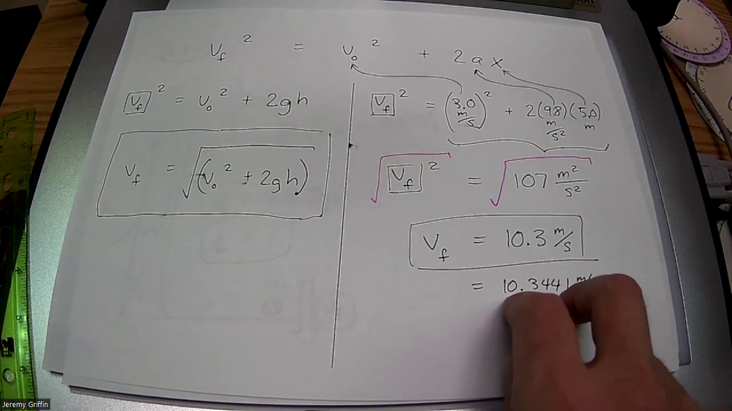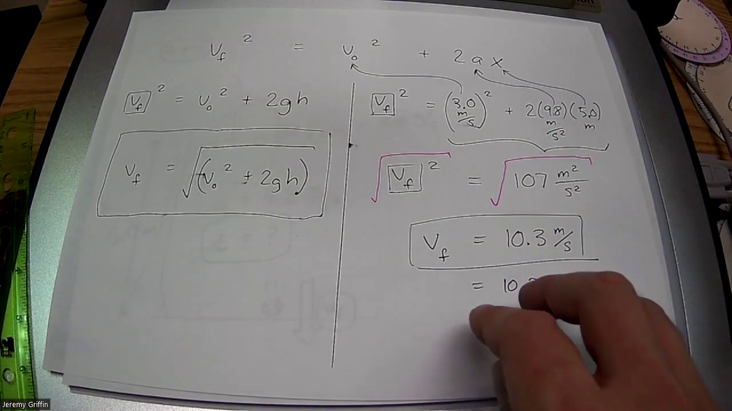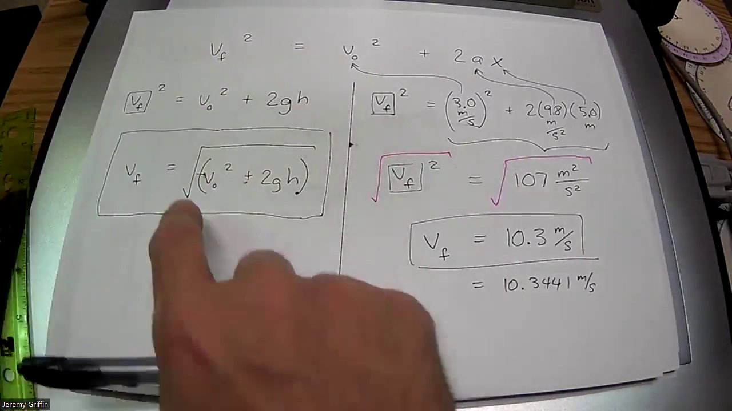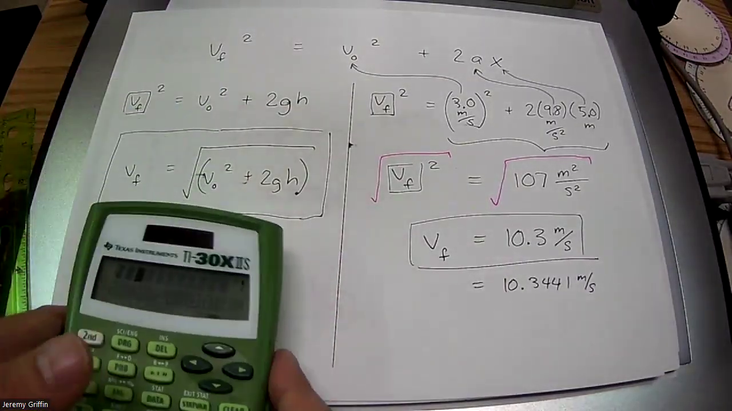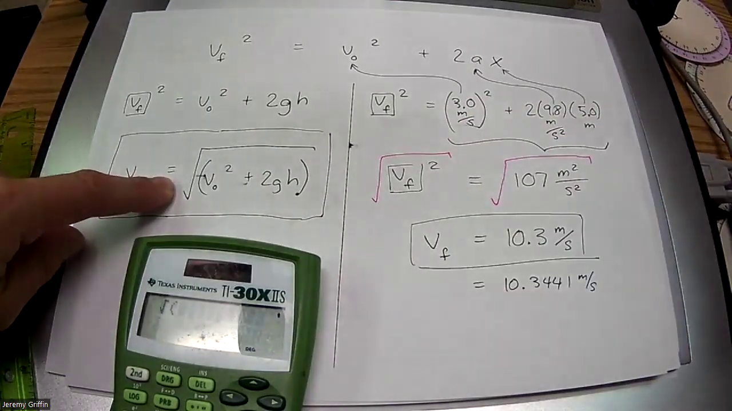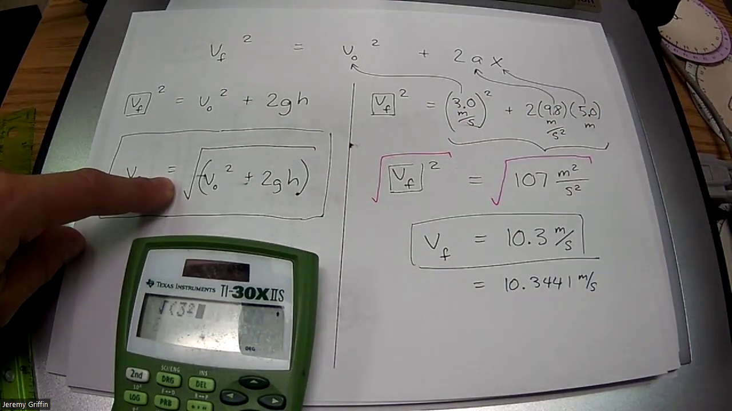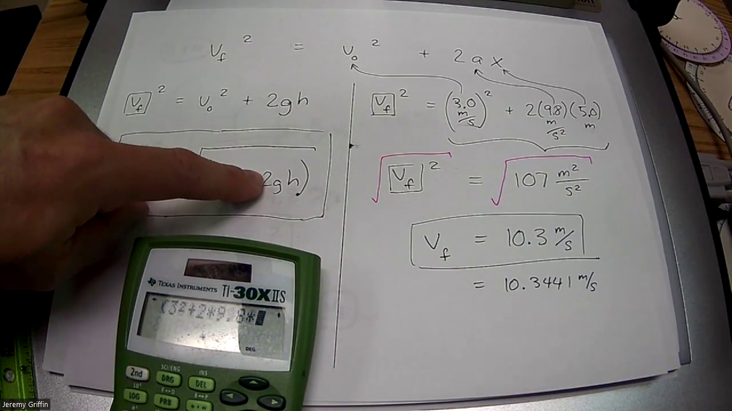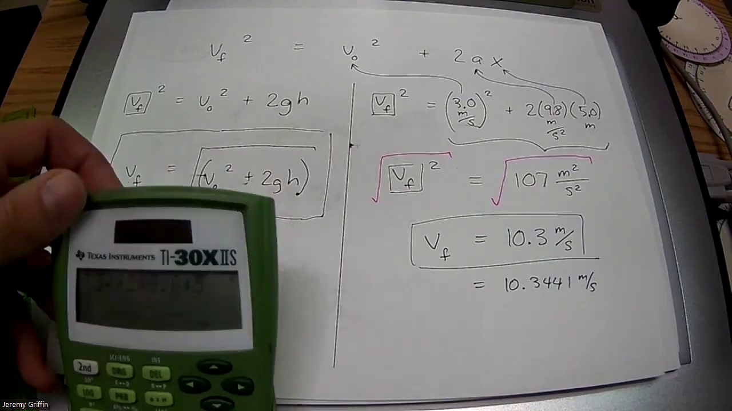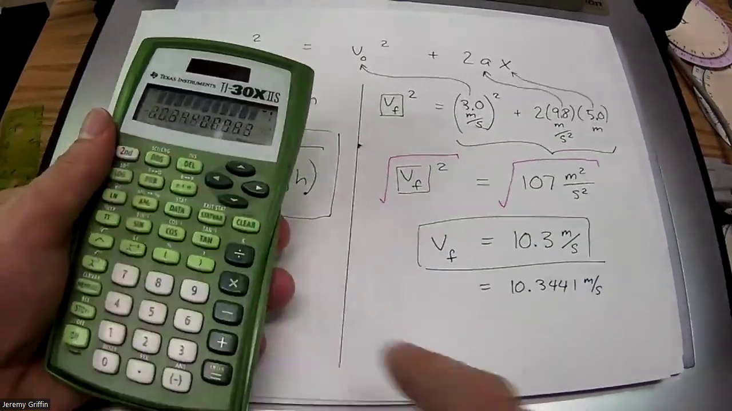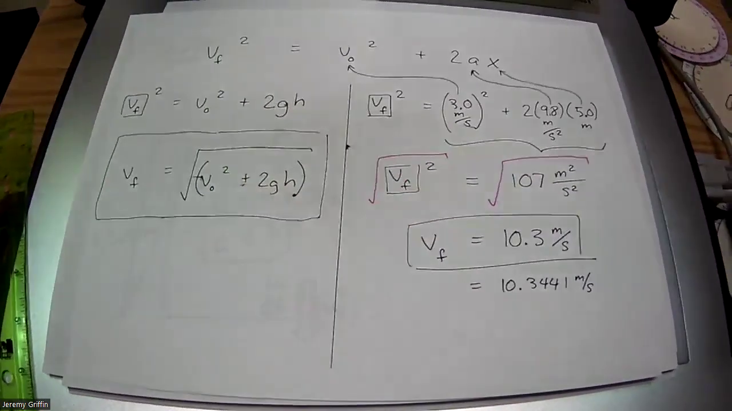But if I save a bunch of extra digits, then everything tends to be pretty spot on. Let me show you guys that this does work. If I plug in this giant square root, this general expression, my throw speed was 3 meters per second. So I'll do 3 squared plus 2 times 9.8 times the height of 5 meters. I should get the same thing. And it is. It's the same thing. Right, guys good? All right.